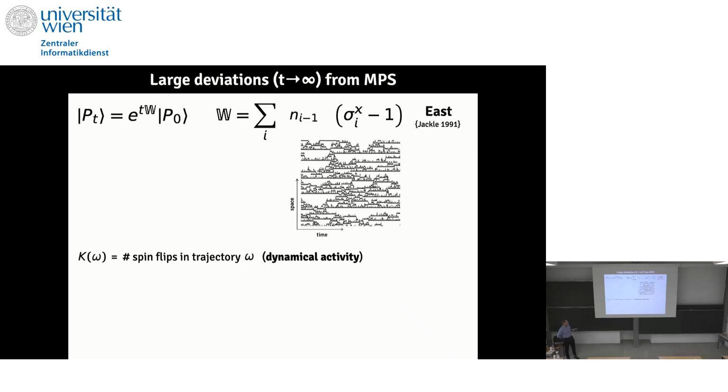So then, two models. The East model is a model of spins that flip. Nothing is conserved. It's an important model for slow dynamics, thinking about slow dynamics and glasses, and then I'll talk about the SEP in 1 and 2 dimensions.